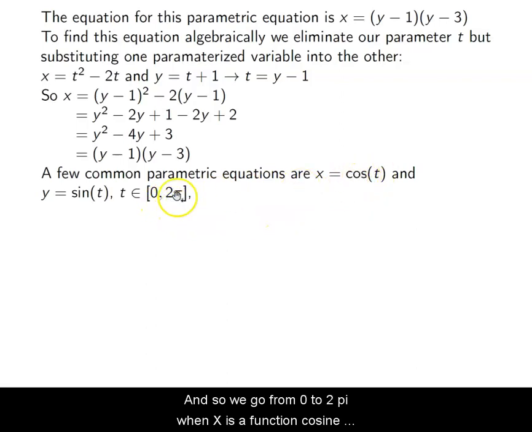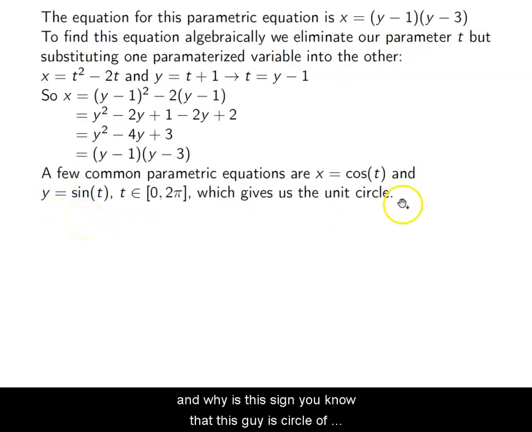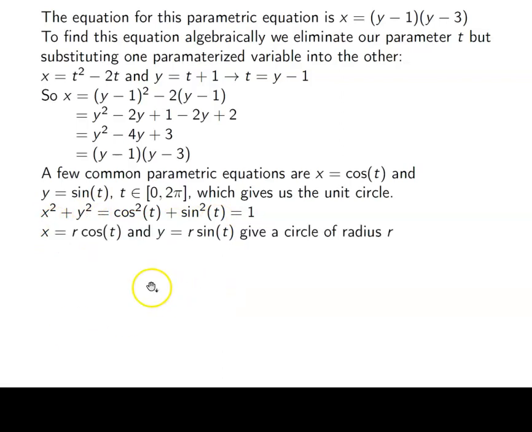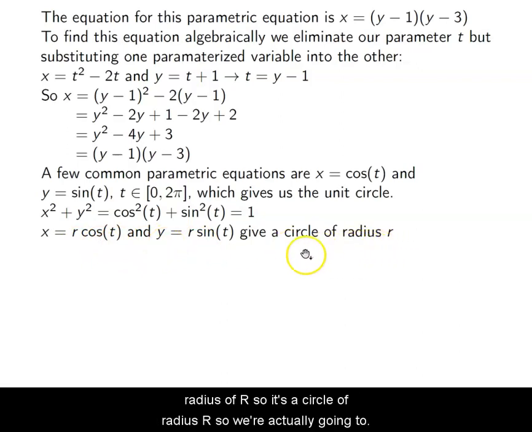When x is cosine and y is sine, we know that this gives a circle of radius 1, because that's how we formulated all of our trig explorations. An easy way to see that is notice that if I square x and square y, x squared plus y squared is cosine squared plus sine squared, which we know is 1. So we have the equation x squared plus y squared equals 1, the unit circle. Now let's say that we multiply cosine by r and sine by r. Well, now we're expanding that circle to have a radius of r. So it's a circle of radius r.